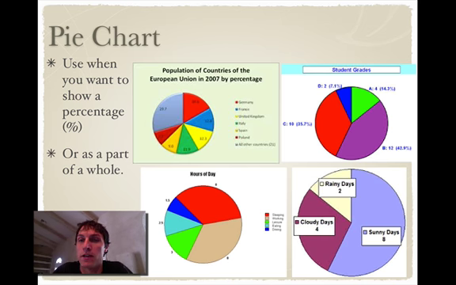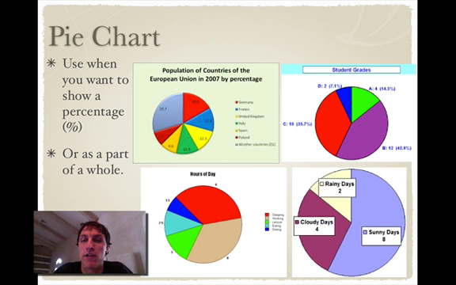Student grades is the next one in the upper right-hand corner. And so this is probably for a single test or something like that, and it tracked how many students scored in each category or each grade group. And then you can see the percentage there. In the lower left-hand corner, we have the hours of the day and then different activities that this person spent doing those. So presumably this would be a part of a whole. A day is 24 hours, so if you add those up, they should add up to 24 hours. And it shows how much time they are spending doing this in a day.